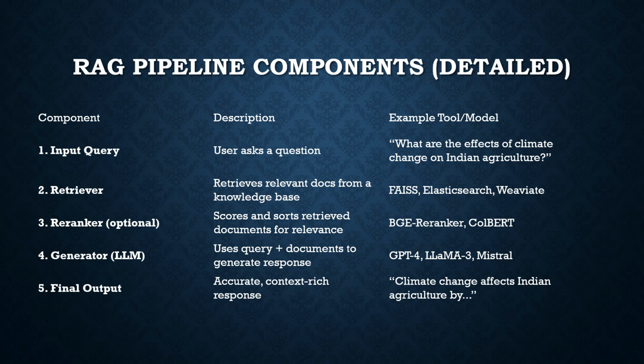Then it goes to the third stage, where re-ranking happens. This is optional, but generally we should use it, because if there are more than 10 or even a large number of relevant documents, it will score them and apply sorting, so that the top 5 or top 10 documents are finalized, and from those finalized documents it will provide a response. These are the tools or models we can use for this step.